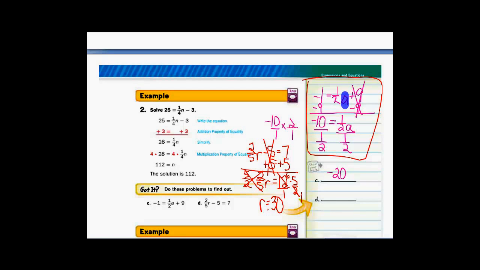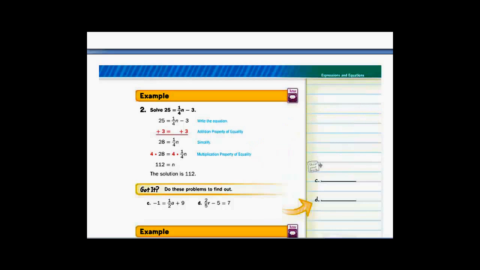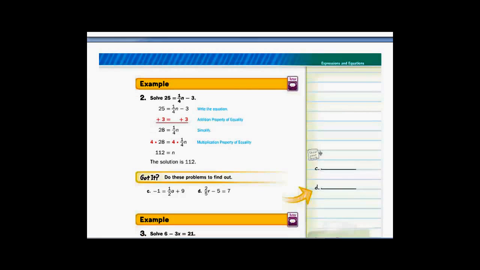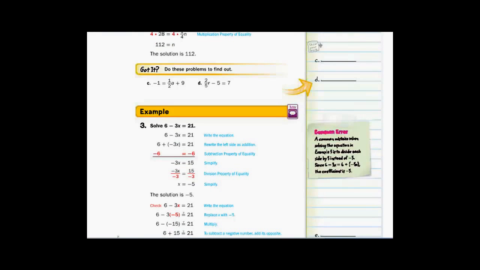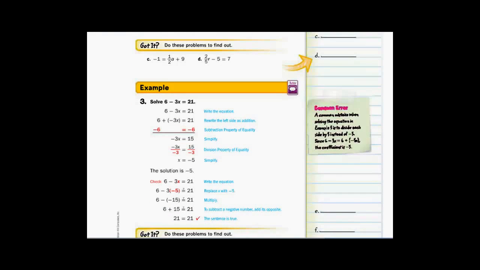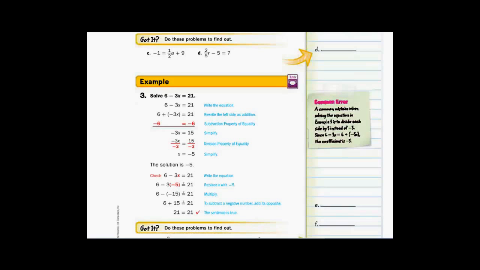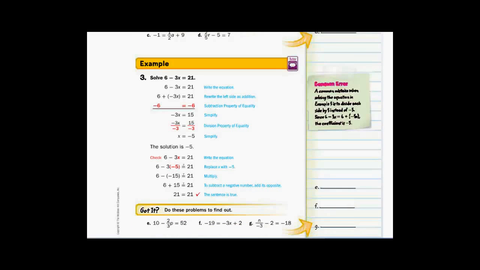All right? So let's try a couple more. Let's move on down here. These, honestly, are not going to be any different, only they're going to have a negative coefficient. All right? Same thing. So let's try number 3.